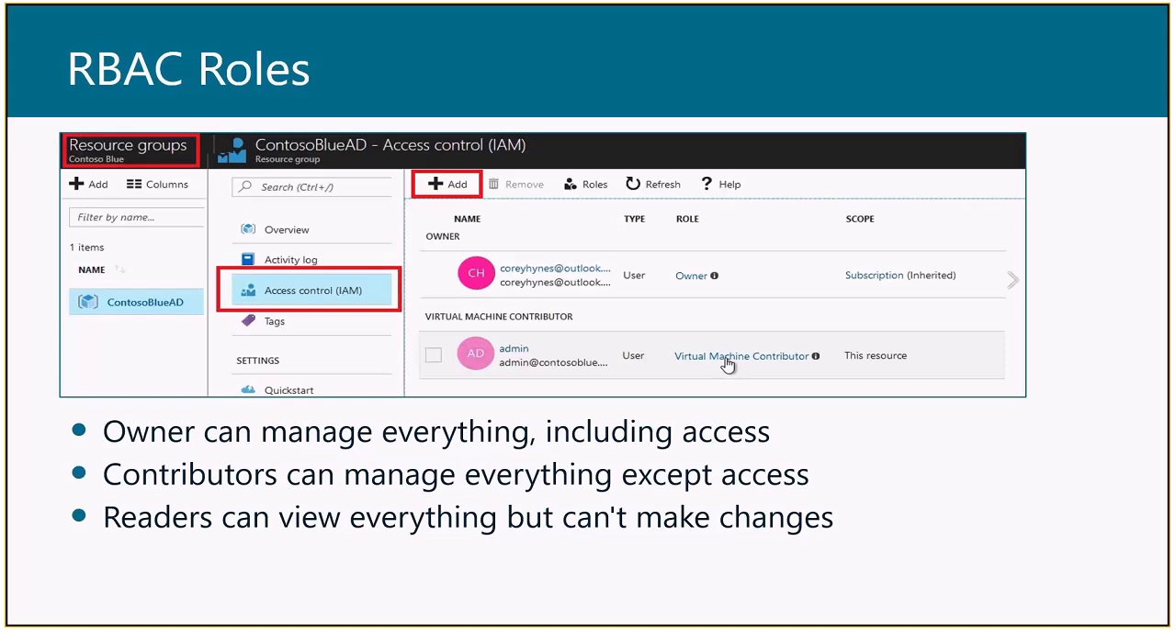Okay, so RBAC, we will do the lab, so you'll get to do this hands-on, so don't worry. In the resource group called Contoso Blue AD, in this particular screen here, is access control, IAM. So that is our RBAC, role-based access control. So when we say add, we can add a role, we can add a scope. So notice that this is a user, this individual, Corey, and she is an owner for this subscription, a subscription owner.